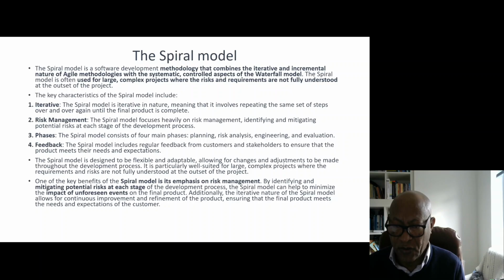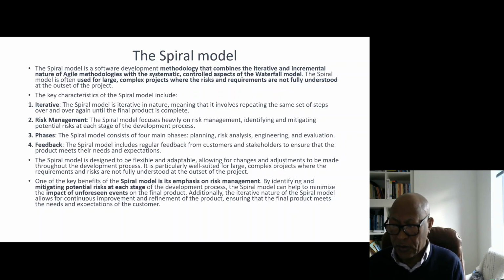So one of the key benefits of the spiral model is its emphasis on risk management, by identifying and mitigating potential risks at each stage of the development process. So risk management is key here. What is the probability of the risk? To what extent can we detect that risk? What is the level of impact of that risk? Those are the things that need to be looked at at regular intervals.